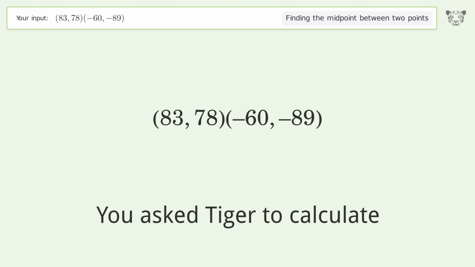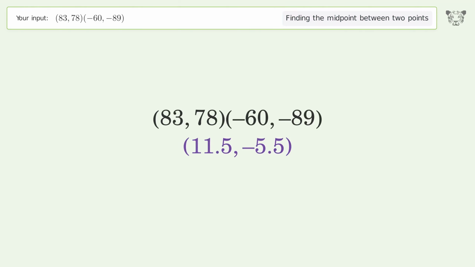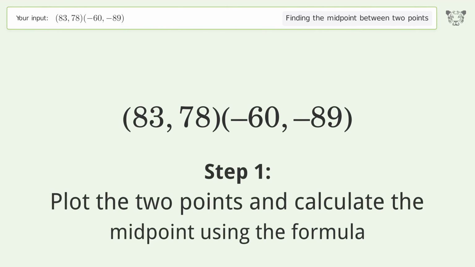You ask Tiger to calculate. This deals with finding the midpoint between 2 points. The midpoint between the 2 points is 11.5, negative 5.5. Let's solve it step by step. Plot the 2 points and calculate the midpoint using the formula.